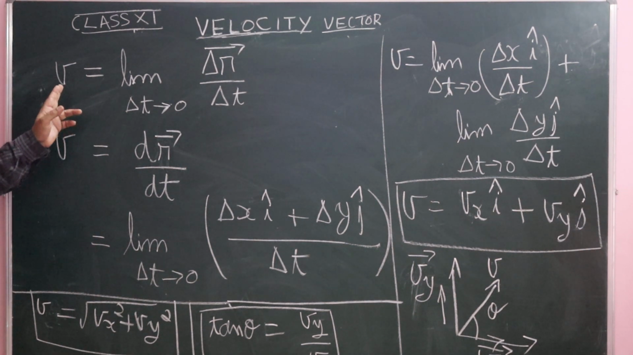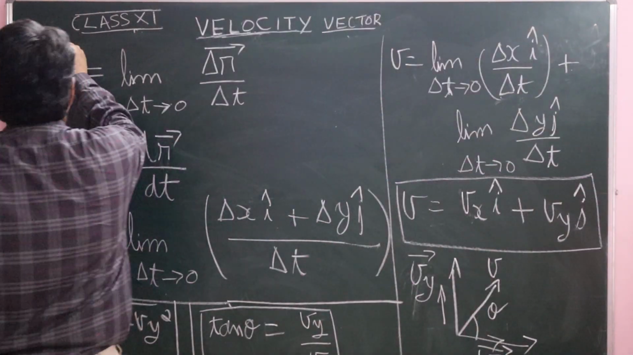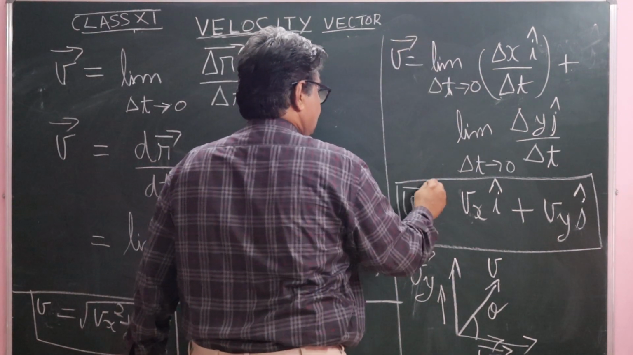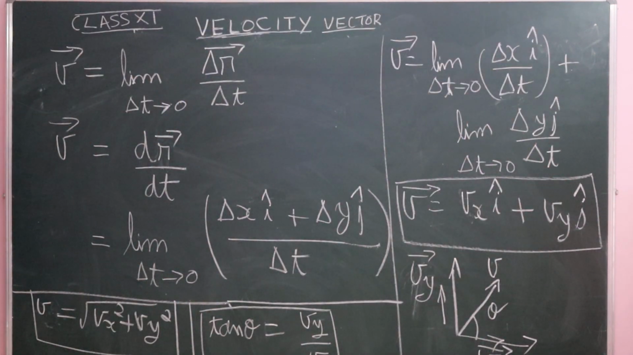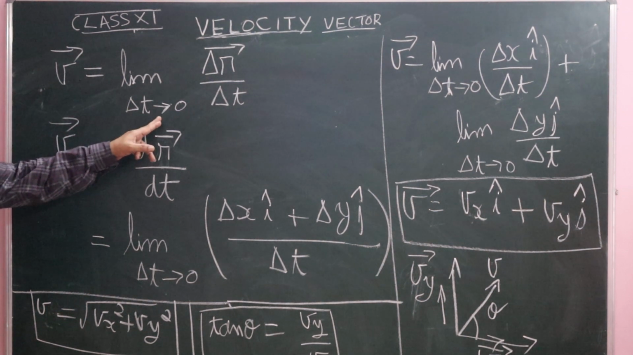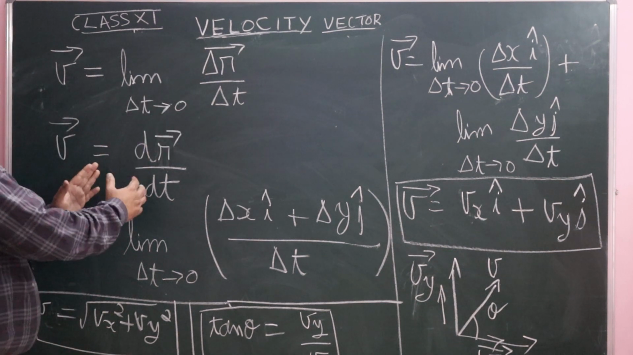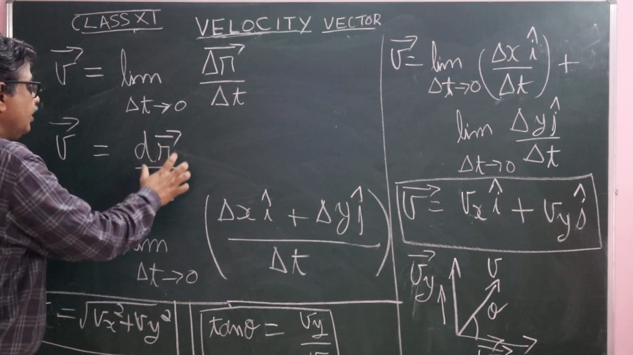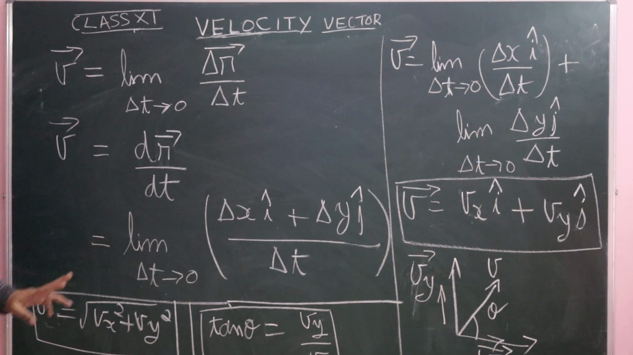Now we can write the velocity vector V. The velocity vector is equal to limit del T tends to 0 of del R vector by del T. Already I explained. Therefore, this is the equation of calculus. We can write dr vector by dt. Velocity vector equals dr vector by dt.